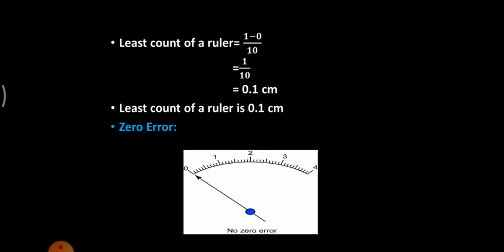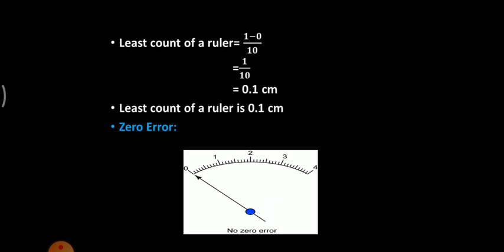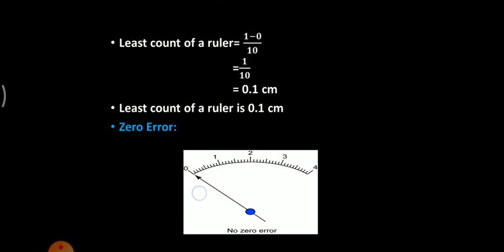Now zero error means, if this is an instrument, your needle is there and certain ranges are there, that is 0 to 1, 1 to 2, 2 to 3 and 3 to 4. If I switch on the circuit, the needle is exactly at 0. If I close the circuit and there are no sources, no electrical device, no potential difference created, the needle is exactly at 0. So this would be called a zero error.